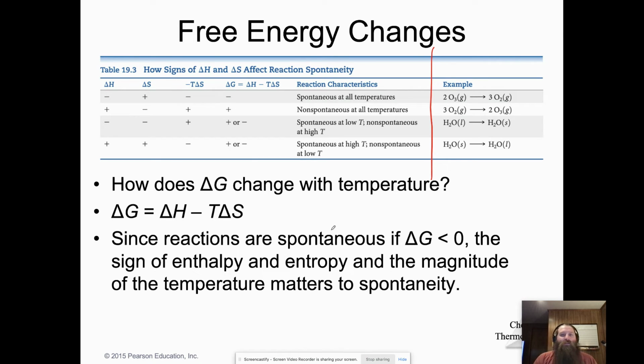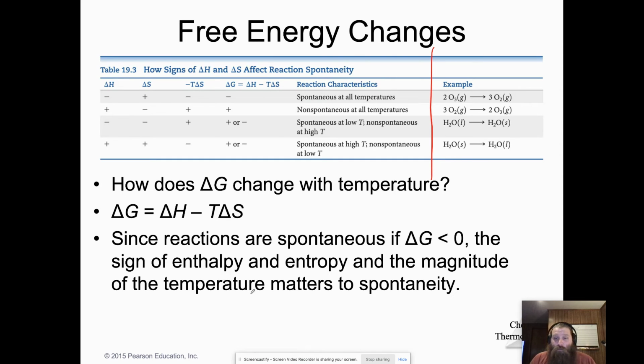Questions that you're going to be asked that this will help you answer: How does delta G change with temperature? Okay, that's the big one. If you understand this table, and you'll see this when I work the practice problems in the video, this table will help us answer some questions like that. But that's going to be the most common one.